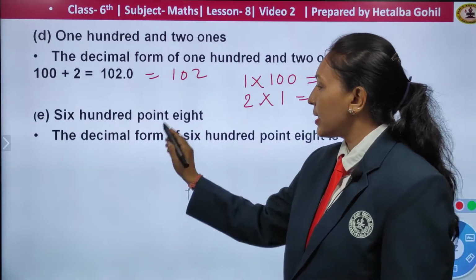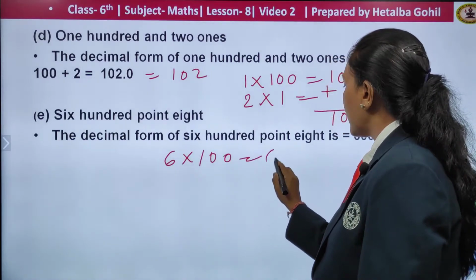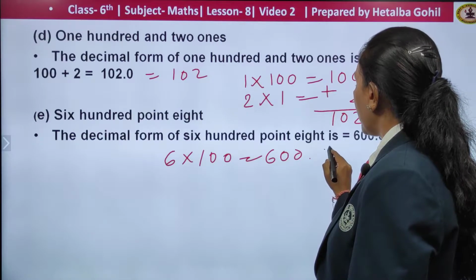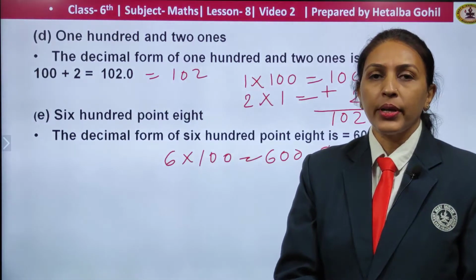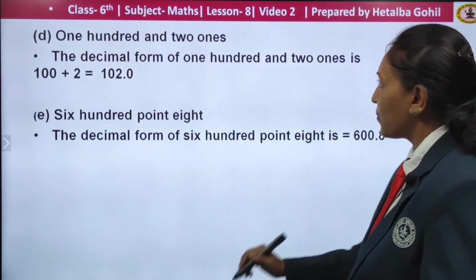600.8. 600, that is 6 into 100, I get 600.8. Directly put it. The number you get, very easy. Okay, let us move to the next one here.